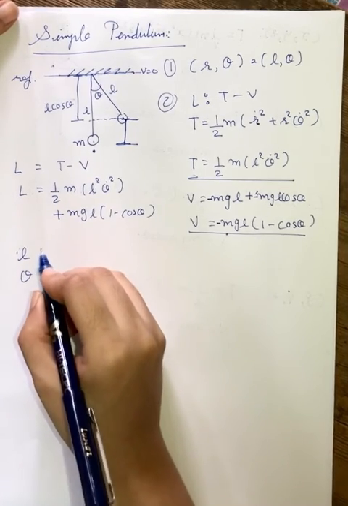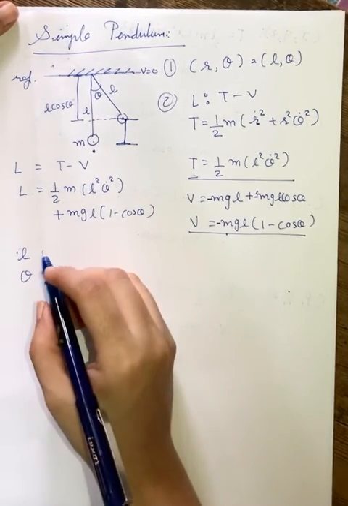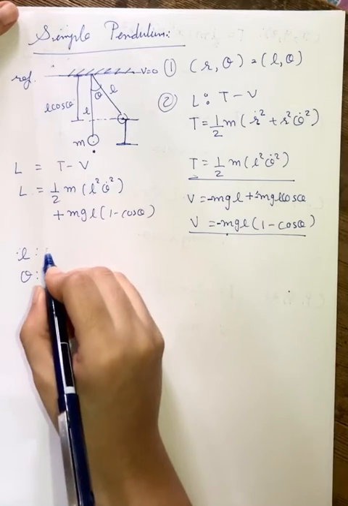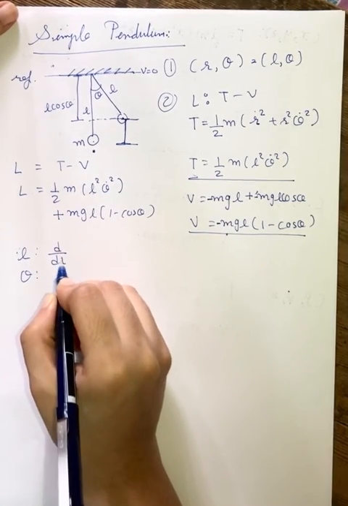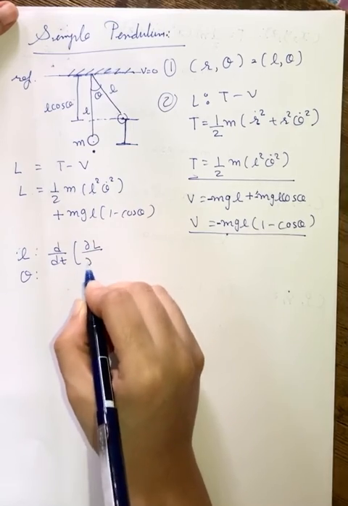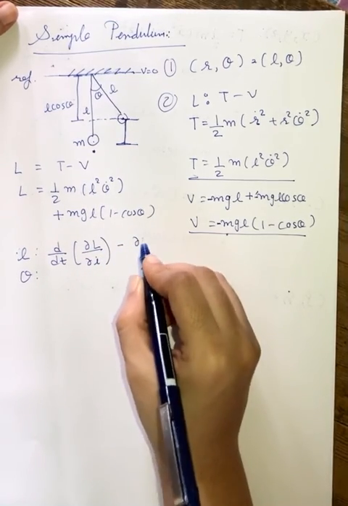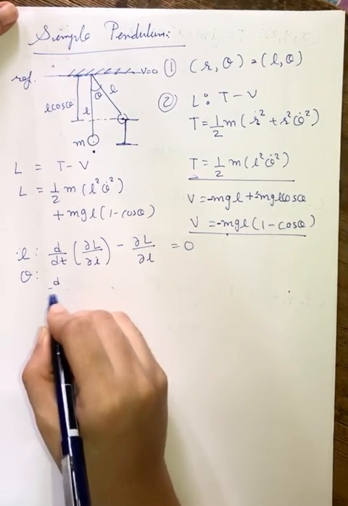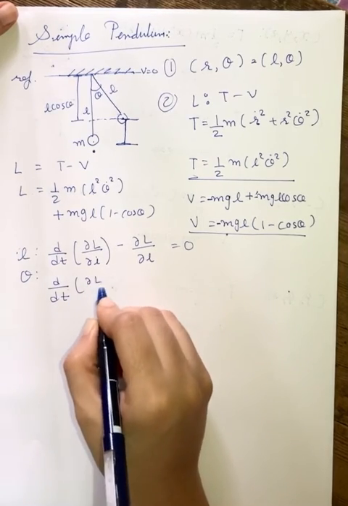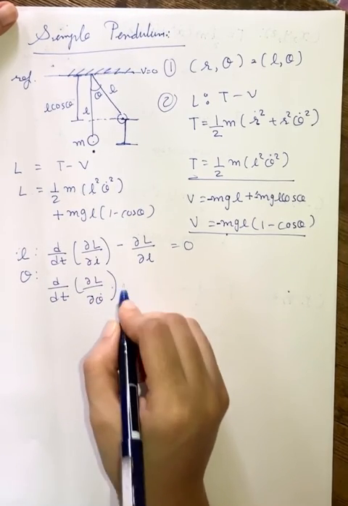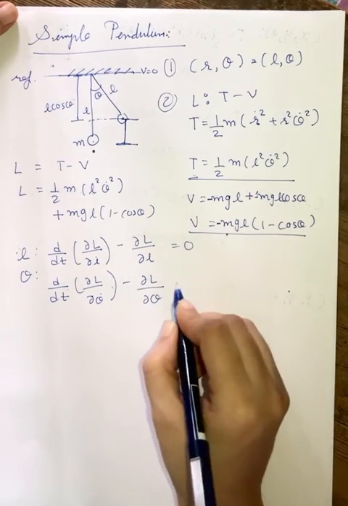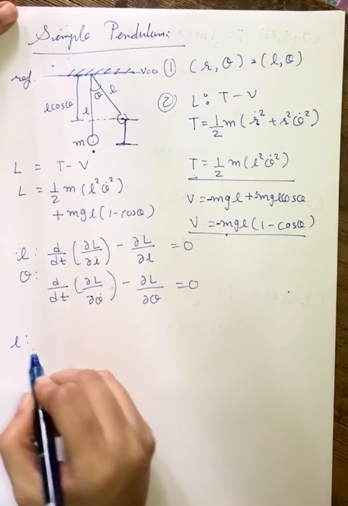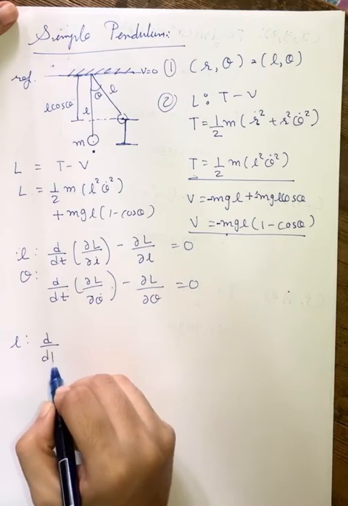So for the L coordinate, you have the equation of motion d by dt of del L by del L dot minus del L by del L equals 0, and for theta we have d by dt of del L by del theta dot minus del L by del theta equals 0. Let's solve for the first case. I will write down directly this time.